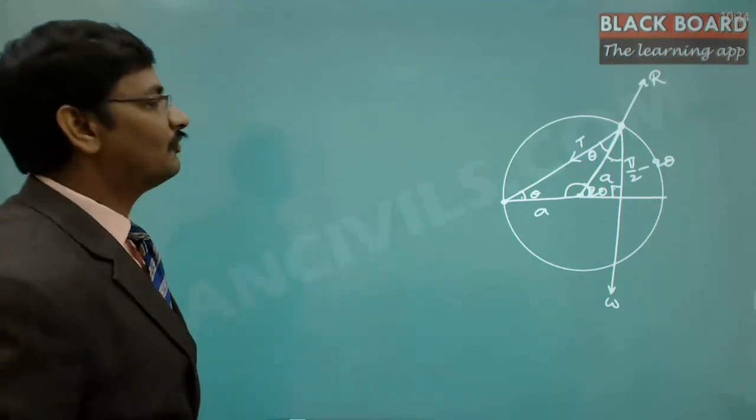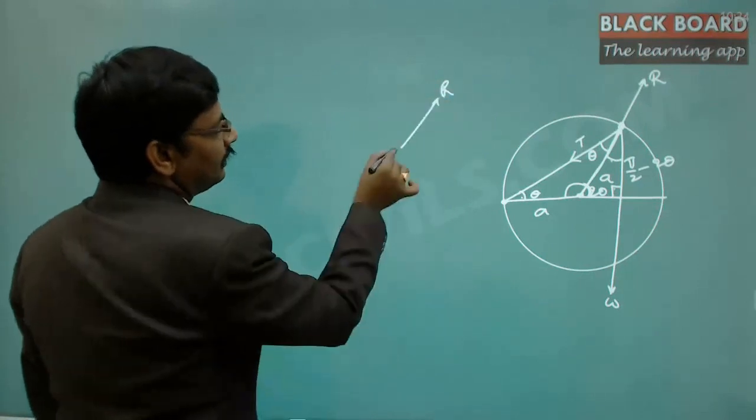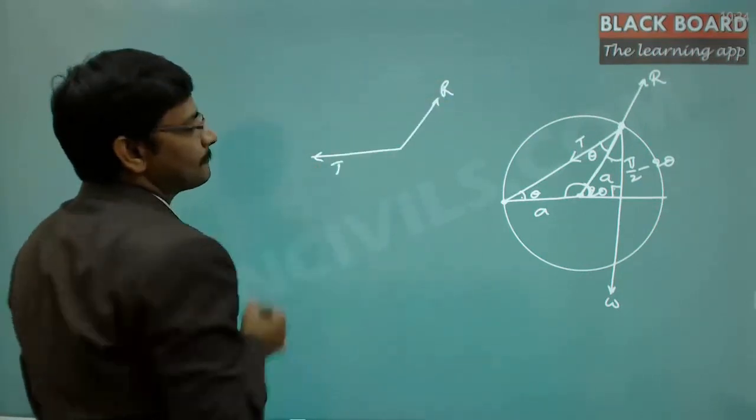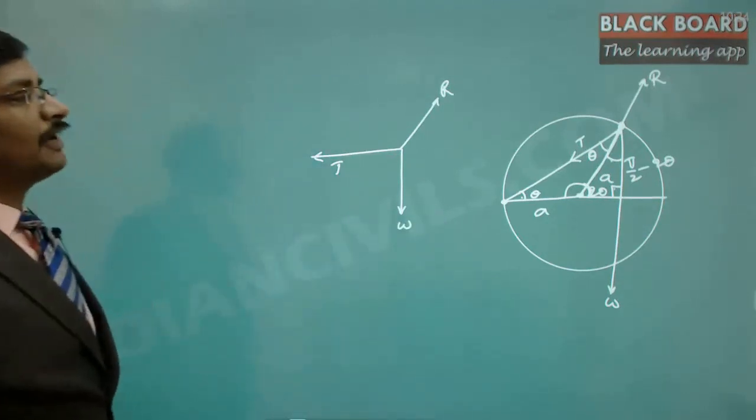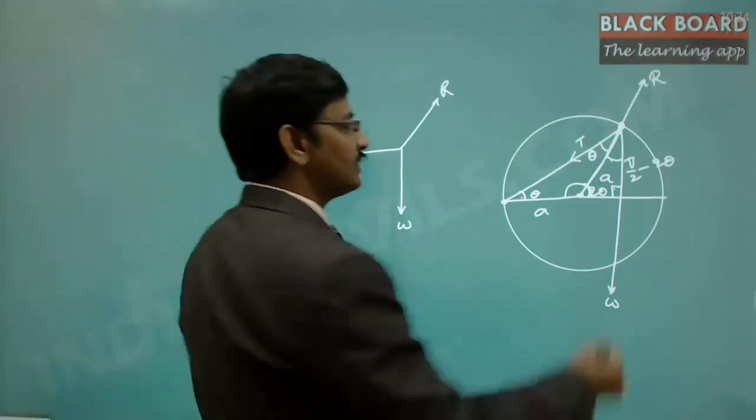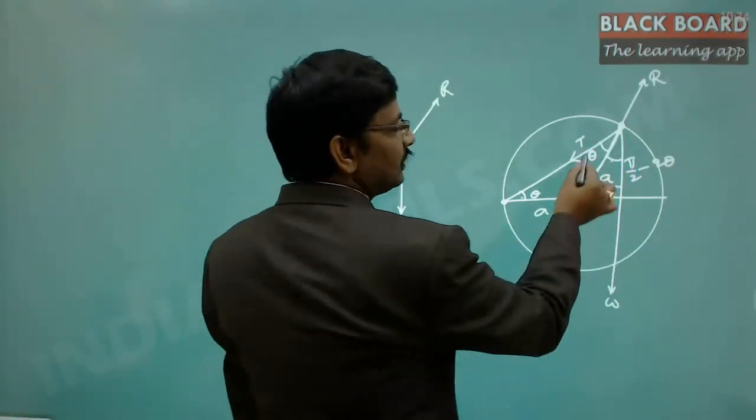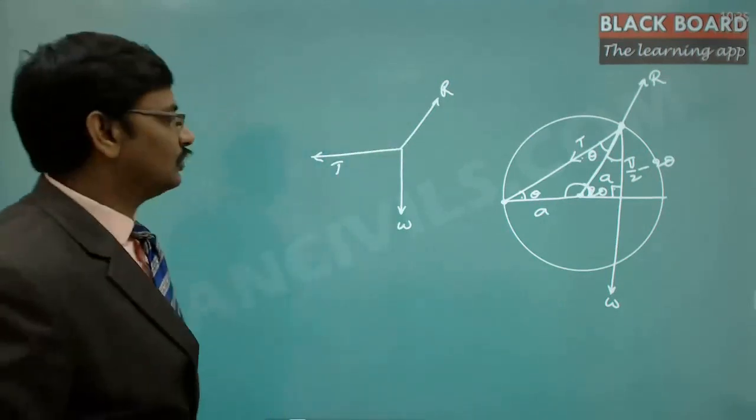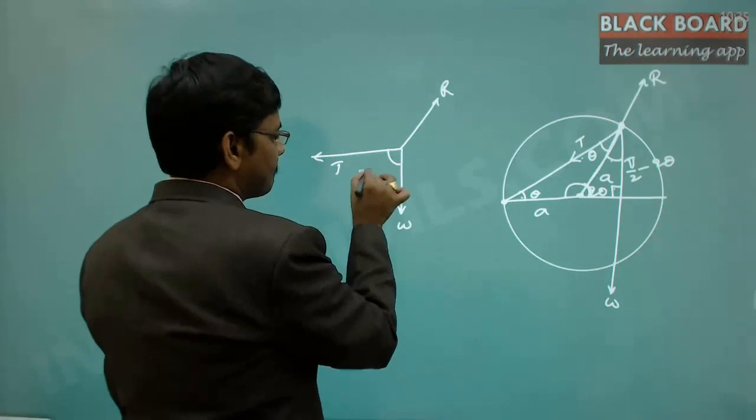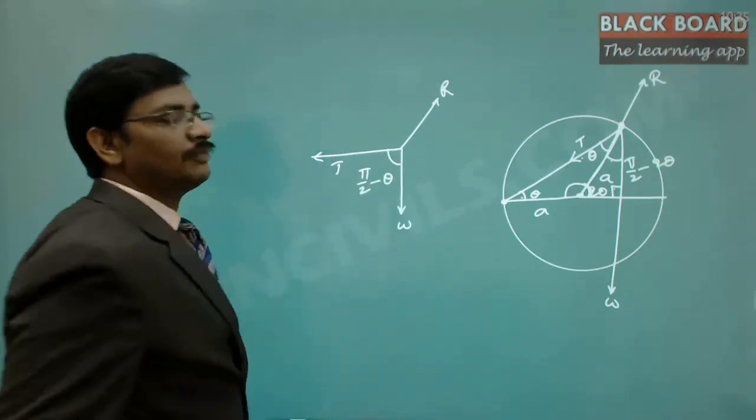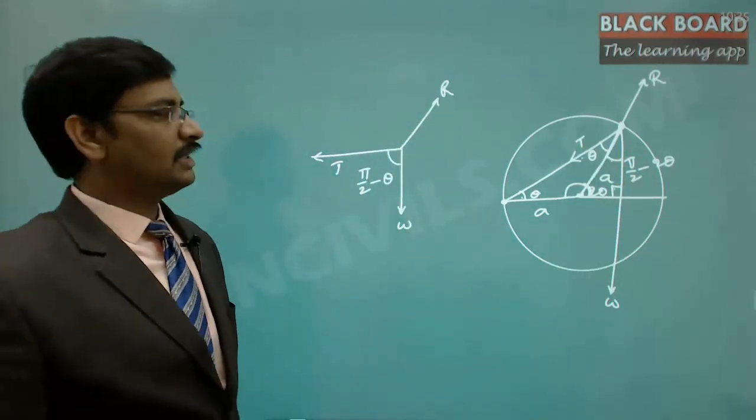If I draw the free body diagram, here this is the reaction direction, this is the tension direction, and this will be the W direction. Now if I try to calculate this angle, which is the angle between T and W, it is theta plus pi by 2 minus 2 theta, which will be pi by 2 minus theta. So this is pi by 2 minus theta, because the sum of pi by 2 minus 2 theta and theta is equal to pi by 2 minus theta.